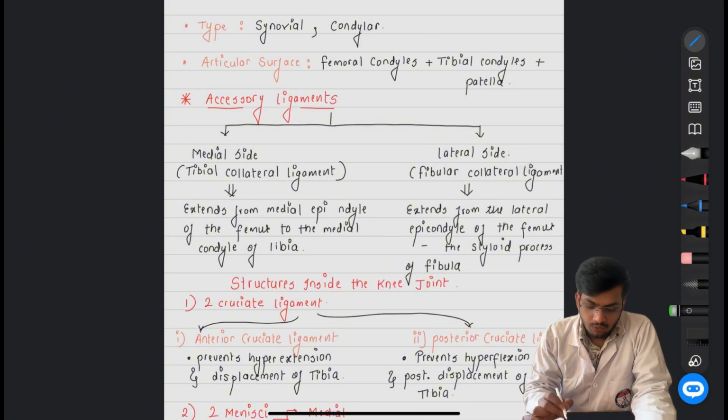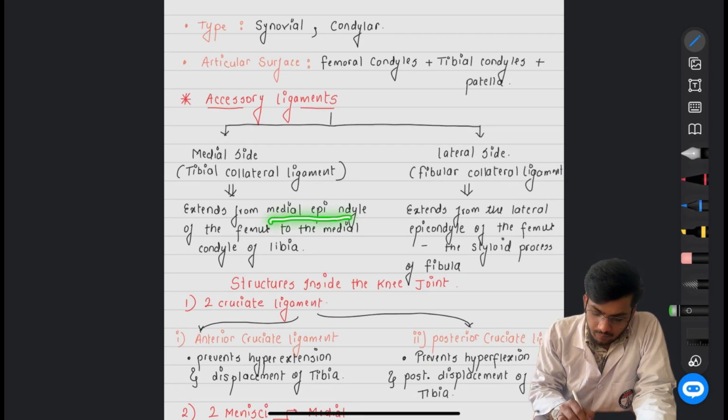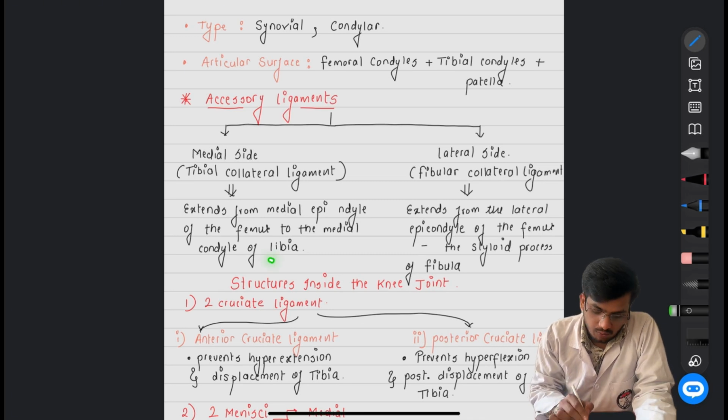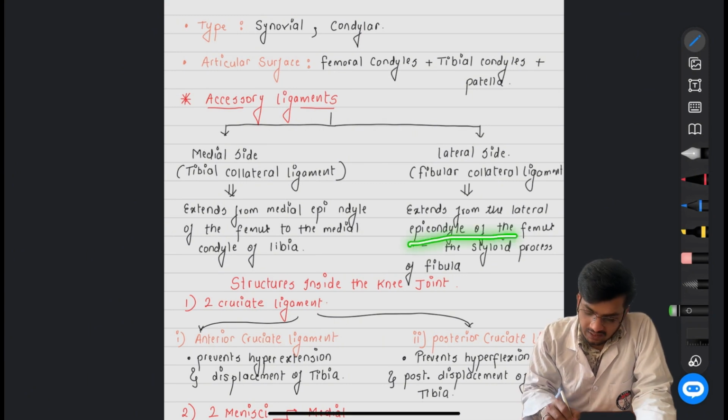The tibial collateral ligament extends from the medial epicondyle of the femur to the medial condyle of the tibia. Next, we have the fibular collateral ligament. This ligament extends from the lateral epicondyle of the femur to the styloid process of the fibula.